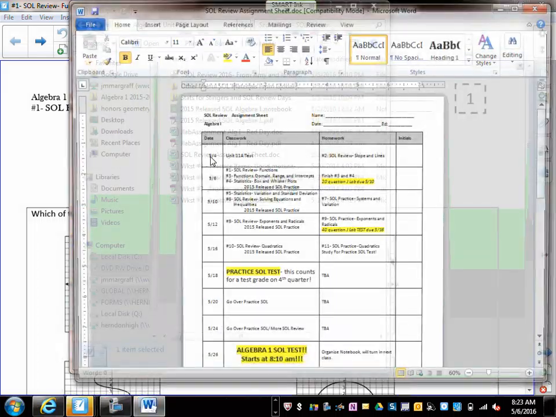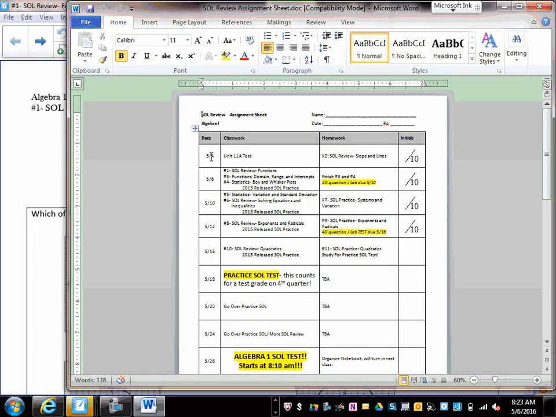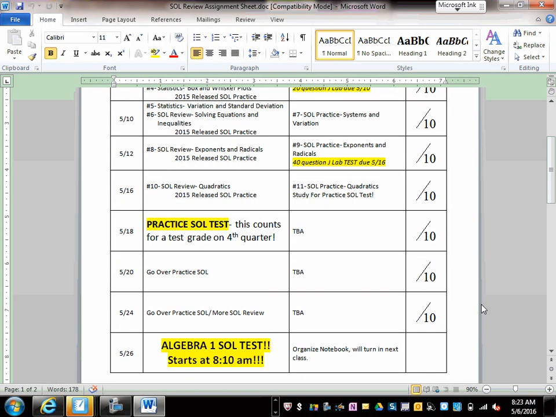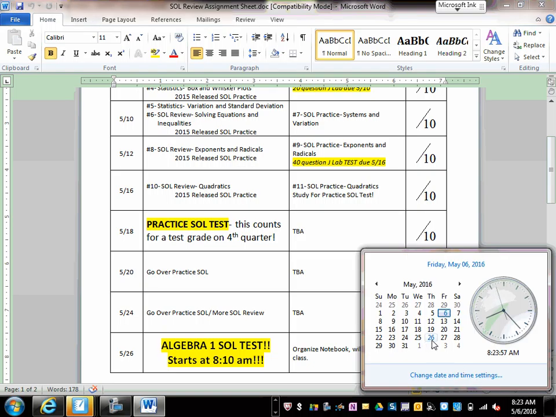Okay, so let's take a look at our assignment sheet together so you can see the idea of what we're doing between now and the SOL. All right, so remember your SOL is on May 26th. That's on a, okay, you guys are Thursday. Yeah, Thursday, May 26th.